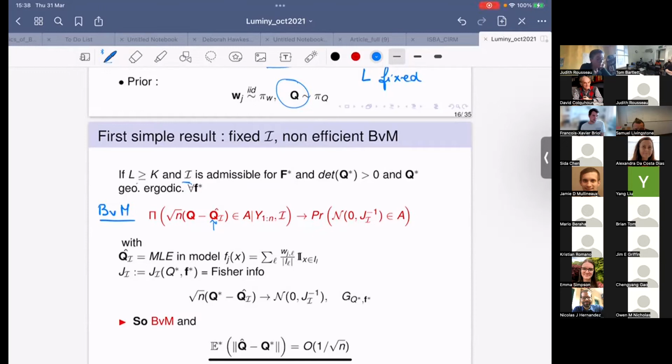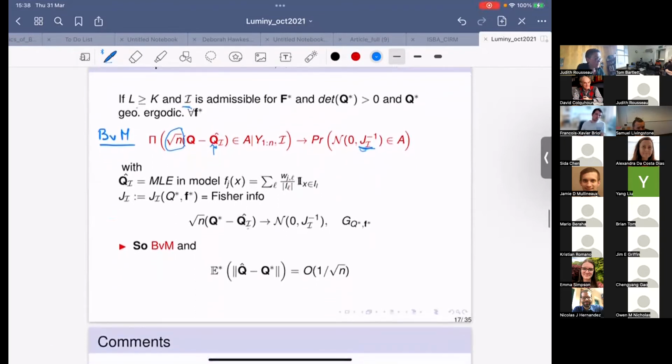But it doesn't matter. I have an MLE in this model, and what it says is that the posterior distribution is going to be asymptotically normal, centered at the MLE, with variance the inverse of the Fisher information matrix in the model divided by n. So it's a typical Bernstein-von Mises result. And it's Bernstein-von Mises because I also proved that the MLE is asymptotically normal, with mean Q star and the same variance. So credible regions are going to be confidence regions, which is a good thing. And my Bayesian estimators are going to converge at the rate 1/√n.